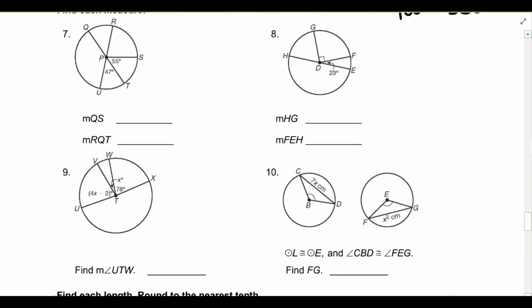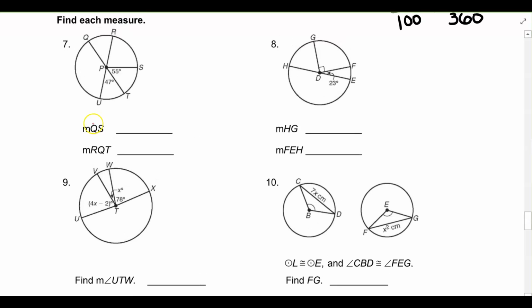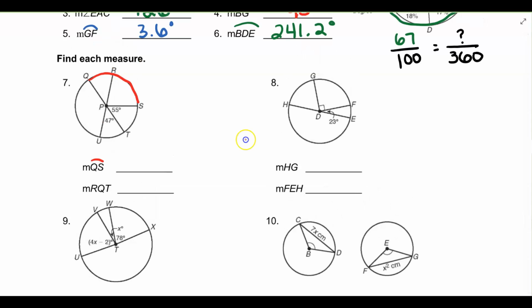All right, number 7. We're looking for the measure of arc QS. So from Q to S in the minor direction, right, less than 180, and I know that because it's only named by 2, I want to connect these two arcs. So I have to do some analysis, really. I can realize that I have vertical angles here. If this is 47, then this is 47.